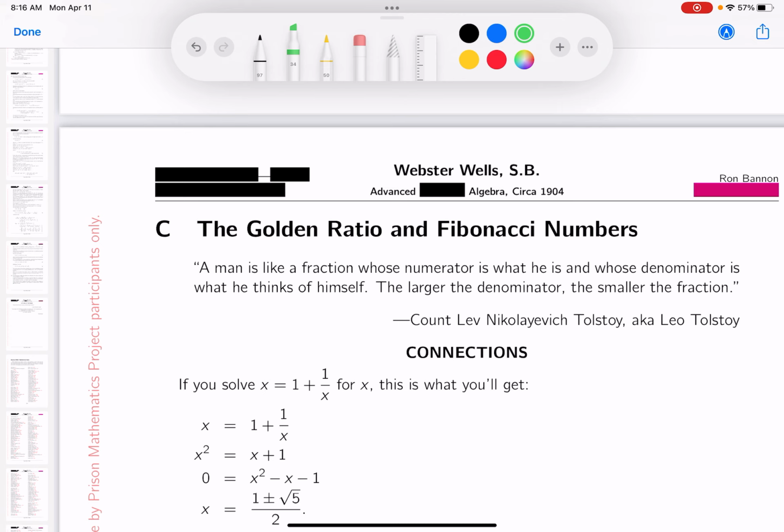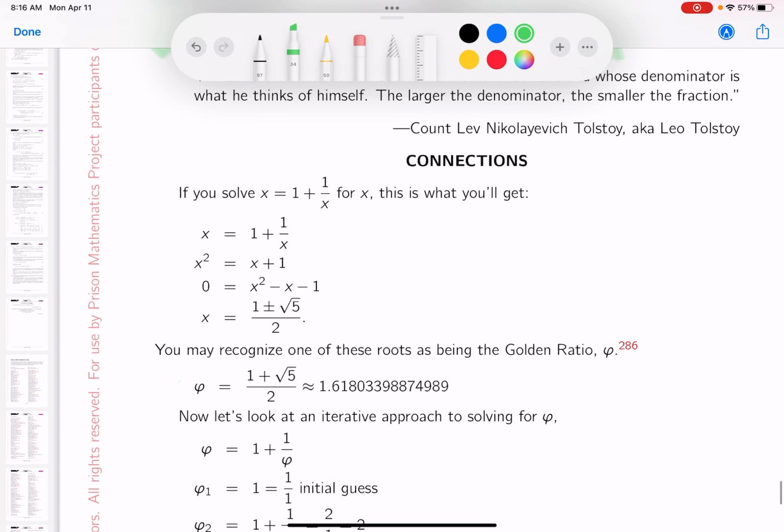Okay, we're in Appendix C, golden ratio and Fibonacci numbers, all right? So one thing I want to point out is there's connections between the two, and we'll talk about those connections. This is an interesting equation to solve, and I'll write this down for you. It's x equals 1 plus 1 over x.